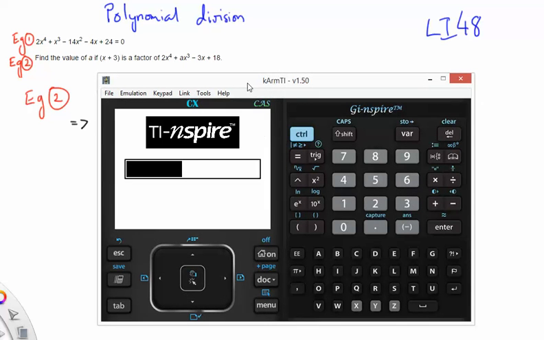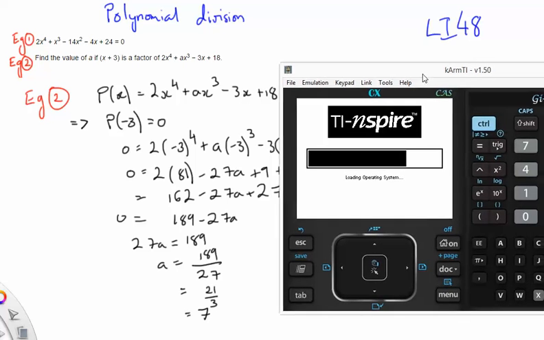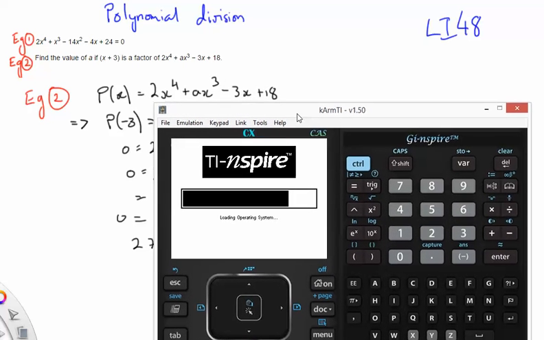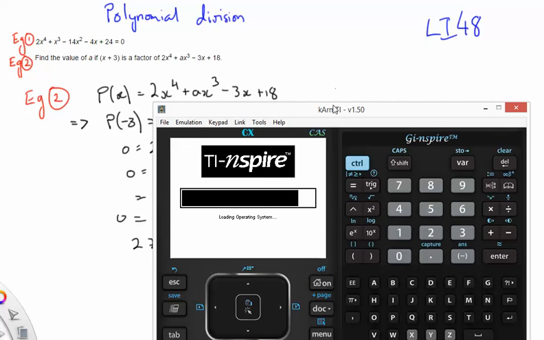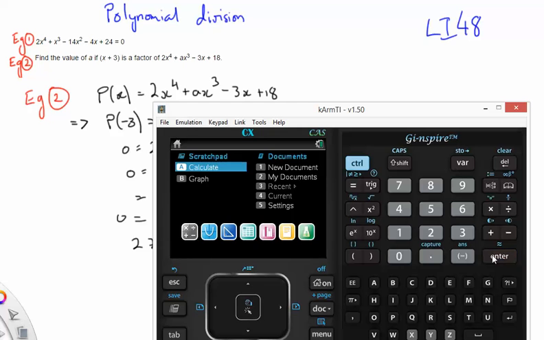So what can your CAS do for you? This CAS calculator can do this problem for you. If you know how to use your functions, it can do this for you. And I'm going to show you a couple ways. I'll show you two ways in fact. So let's calculate.